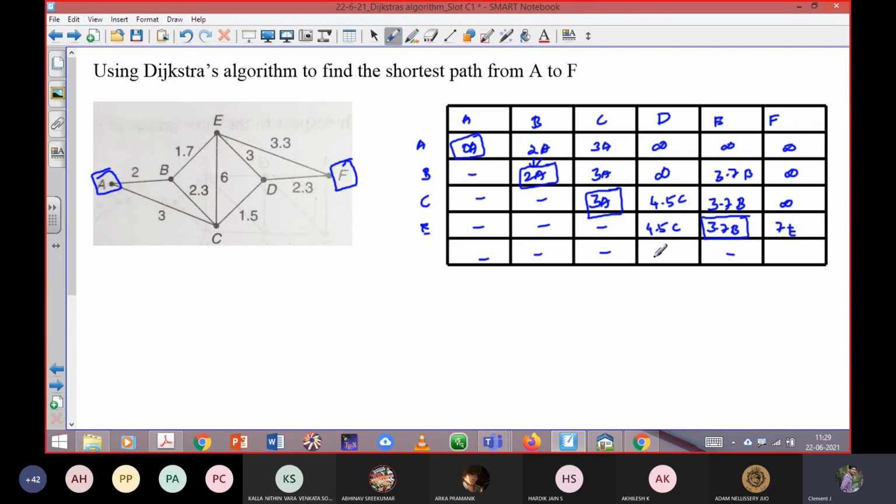So which is the least one? 4.5C. So here D. Very good. So after that D to F. 6.8D. 6.8D. Okay, fine.